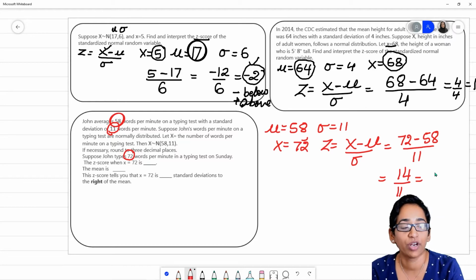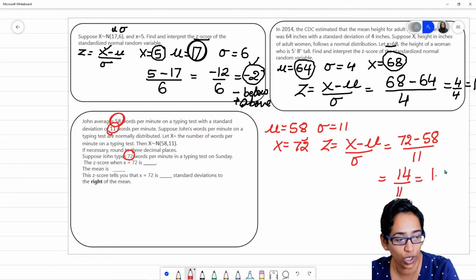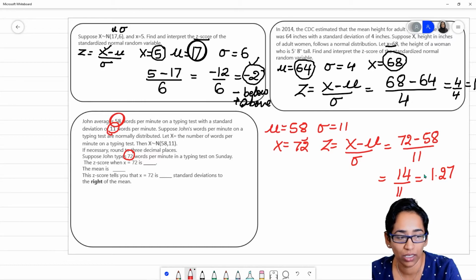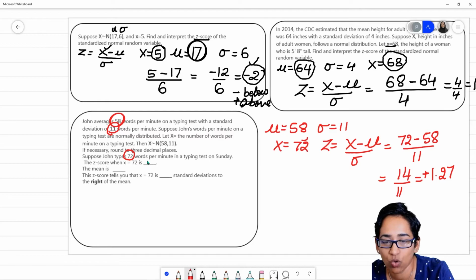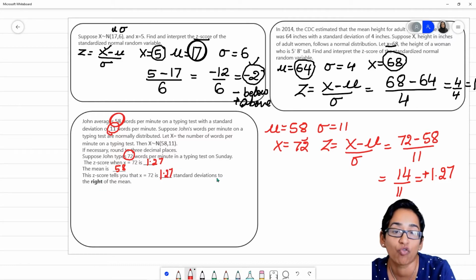When I round it off, I get 1.27. So what does that tell me? Definitely it's positive. So here it says the z-score is 1.27, and the mean is 58. The z-score tells you that x equal to 72 is 1.27 standard deviations to the right of the mean.